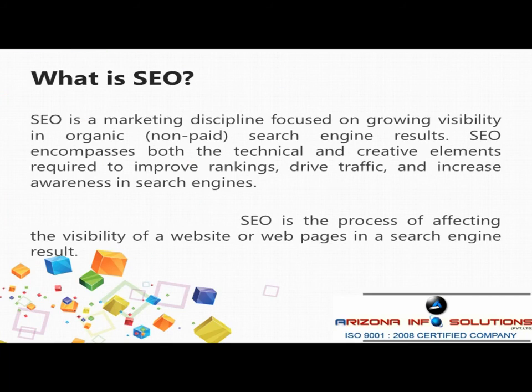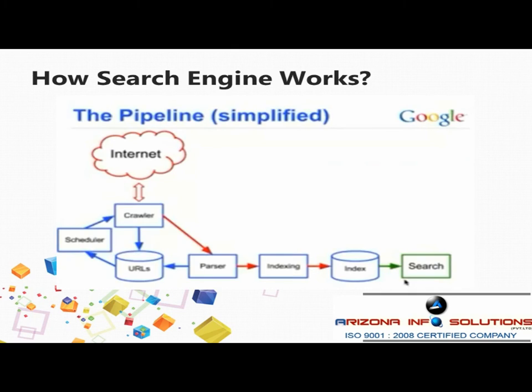What is SEO? SEO is a marketing discipline focused on growing visibility in organic, non-paid search engine results. SEO encompasses both the technical and creative elements required to improve rankings, drive traffic, and increase awareness in search engines. SEO is the process of affecting the visibility of a website or web pages in a search engine result.